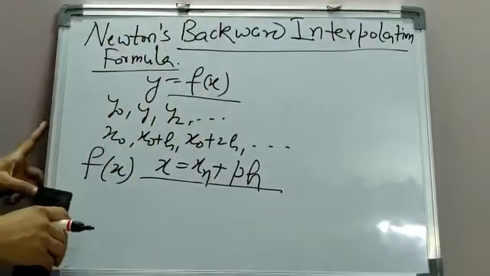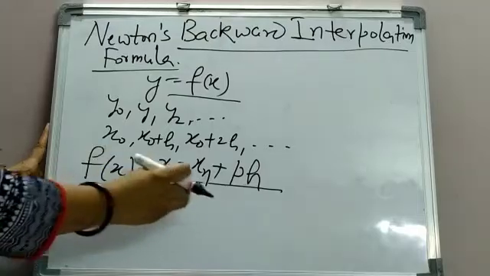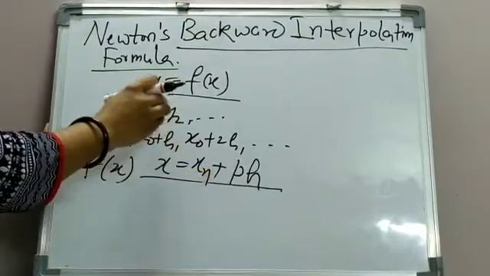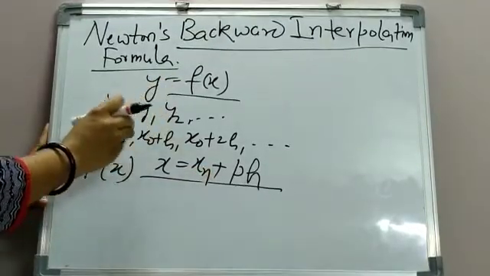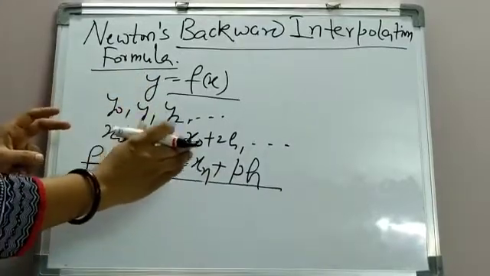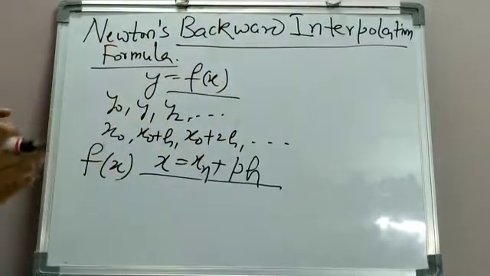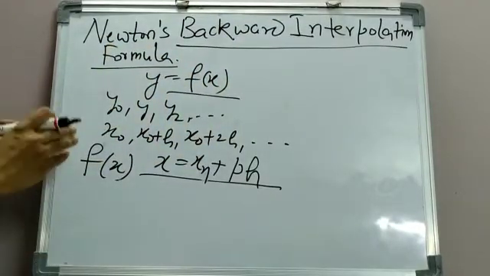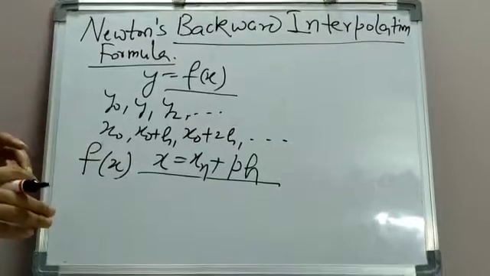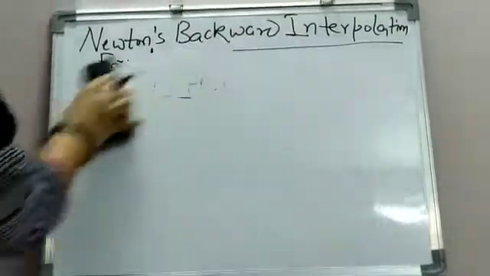So how do we find the value of f(x) at some value of x which lies in the range given for x, or which lies outside the given values of x? Because we know Newton's formula is applicable for both interpolation as well as extrapolation. So let us see how we can derive Newton's backward interpolation formula.